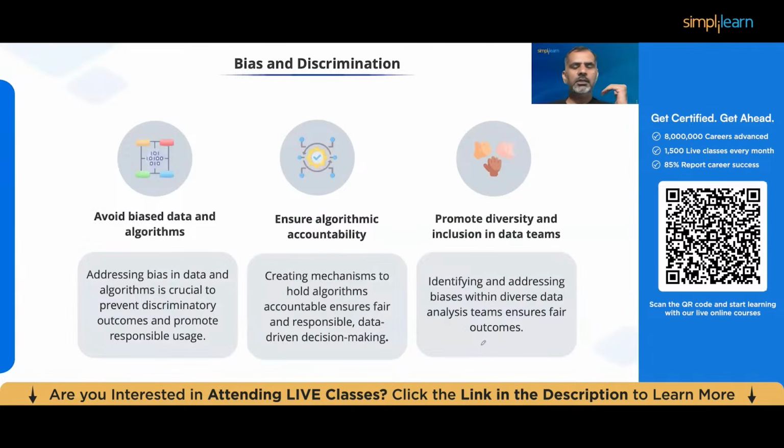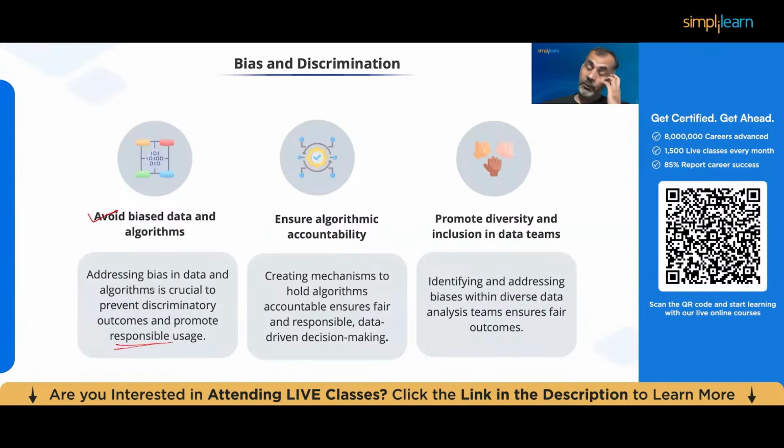This is one of the important aspects, as I said. Bias and discrimination is very important because if your data is not collected fairly, it will come with a bias. And when you train any model on biased data, the predictions are also going to be biased, guys. And that will introduce discrimination. So the very first thing is that when we collect the data, we avoid biased data and algorithms. Addressing bias in the data and algorithms is crucial to prevent discriminatory outcomes and promote responsible use of it.